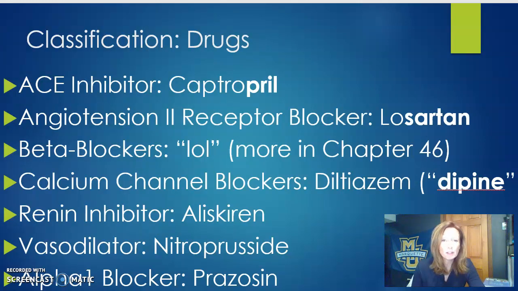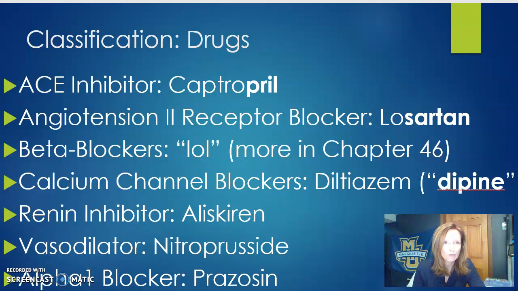So there are multiple different classifications of antihypertensive medications, and you are required to learn one drug from each of the different antihypertensive classifications. So there's ACE inhibitors, and you are to learn captopril, and remember these end in the suffix pril, P-R-I-L. And there's angiotensin 2 receptor blockers, or ARBs, and those end in the suffix sartan, and the name of the drug that you'll learn for that is losartan.